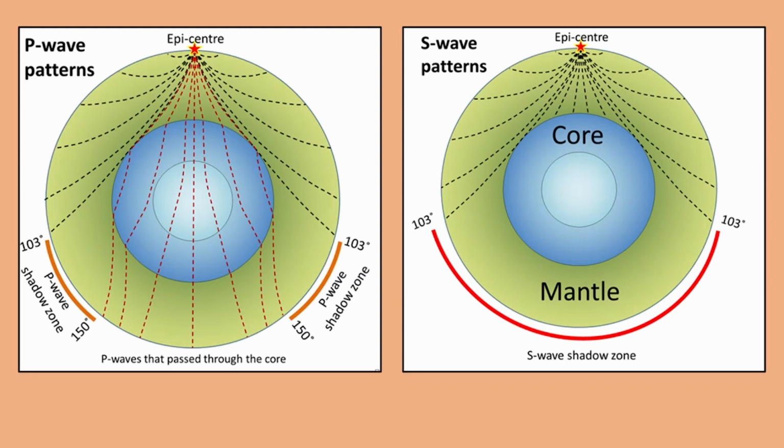Now, again, the shadow zone isn't too important for you guys, but what that's telling us is that those S waves aren't able to get through the outer core, so the darker blue section. The reason being, the outer core is liquid. So P waves are able to travel in solids and liquids, but S waves, so that's the really destructive ones, they're only able to travel in solids.